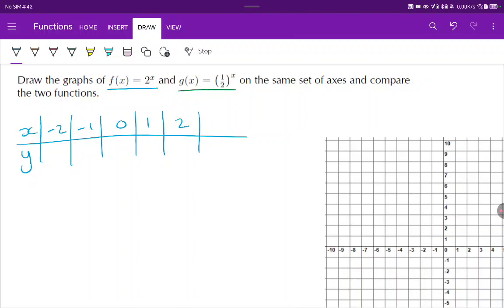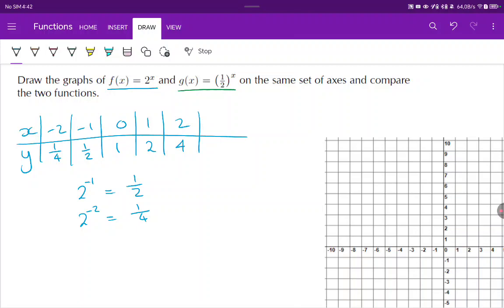If I go ahead and do that, I'll start in the middle and I'll say, if x is 0, 2 to the power of 0 is 1. 2 to the power of 1 is 2. 2 to the power of 2 is 4. 2 to the power of -1 is going to be 2 minus 1, which is a half. Okay, and 2 to the power of -2 is going to be 1/4.